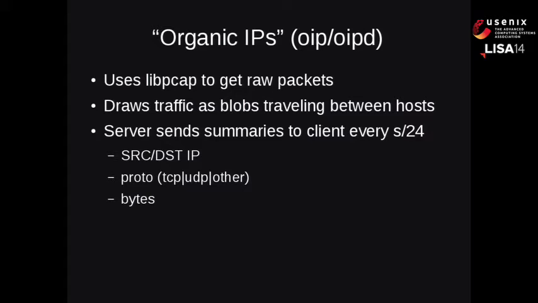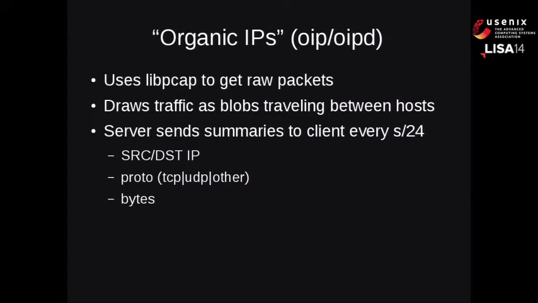So the first one I'm going to show, he named it Organic IPs, or the Organic IP Visualizer, or something like that. We use libpcap to pull traffic off of an interface or out of a pcap file. And then we put the source and destination IP address up on the display and draw little blobs traveling back and forth between them. The IP addresses kind of push away from each other, and when there's stuff going between them, it pulls them together so they stay towards the middle of the screen.